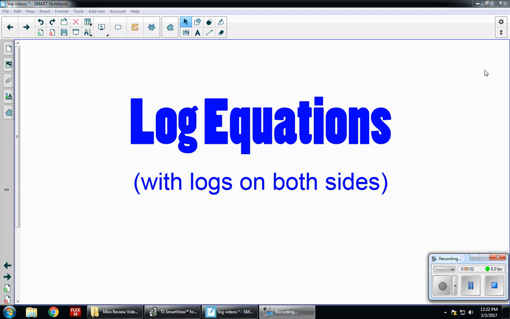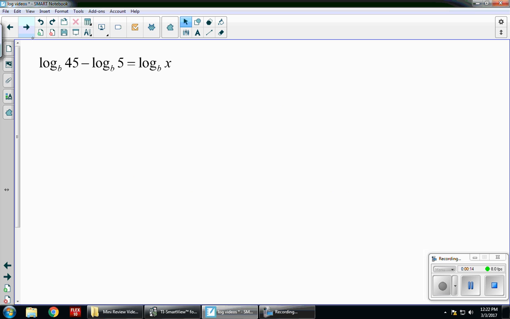Let's take a look at some log equations where there are logs on both sides. So I'm going to take a look in this video with you at two different examples, but they're solved the same way. So here's my first example. Log base b of 45 minus log base b of 5 equals log base b of x.